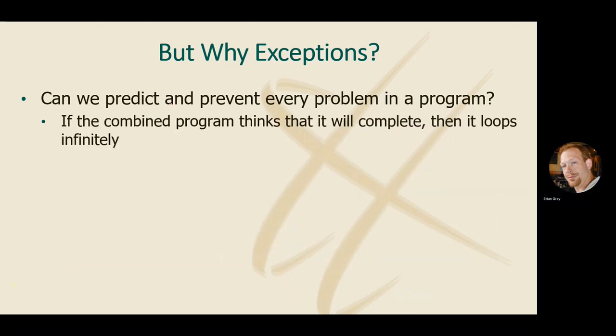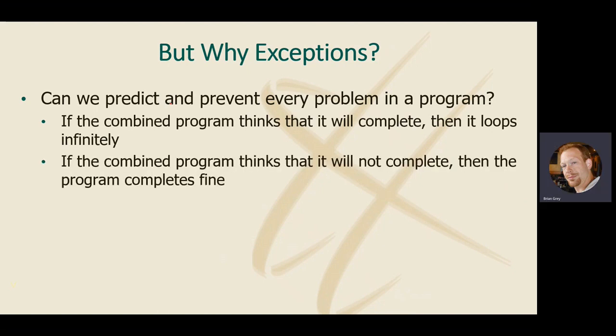Well, if the combined program thinks that it'll complete, then the code loops infinitely, right? If the first part says it'll complete, then the second part loops infinitely. So then that means that it loops infinitely, which means that the first part will know that it loops infinitely, which means that it says it won't complete, which means that the second part will complete. But then that means that the first part will know that it completes, so the second part will loop infinitely. You can see the problem we get into. This is a paradox. Paradox forms no matter what we do.